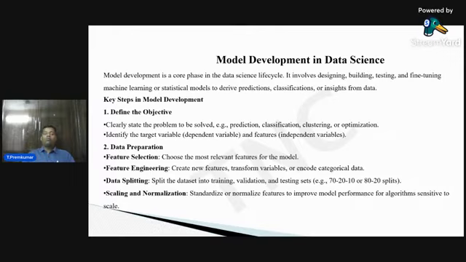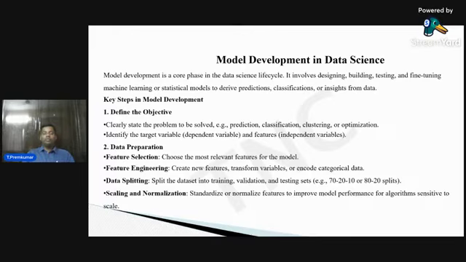So the key steps involved in model development: clearly state the problem to be solved, and also identify the target variables and the features, whether it is an independent variable or a dependent variable. And the next one is data preparation. We have something called feature selection, feature engineering, data splitting, scaling, and normalization.